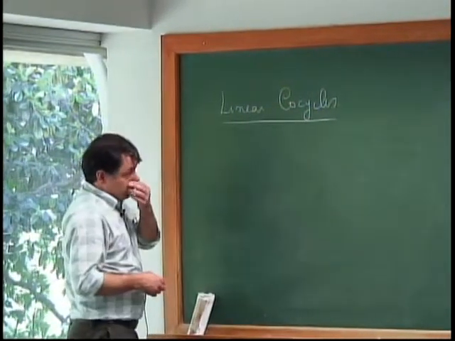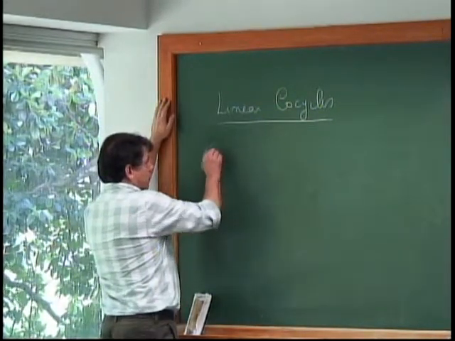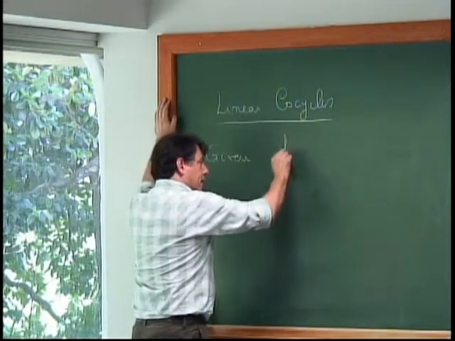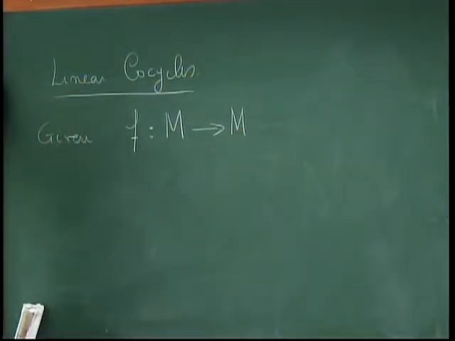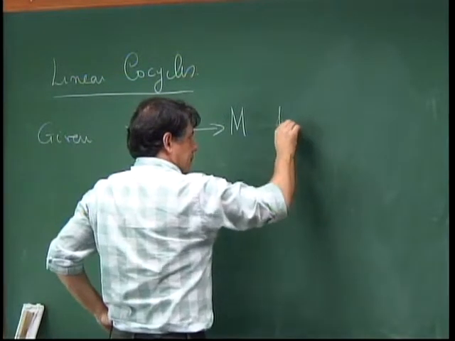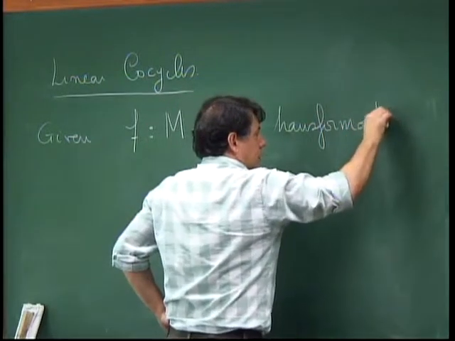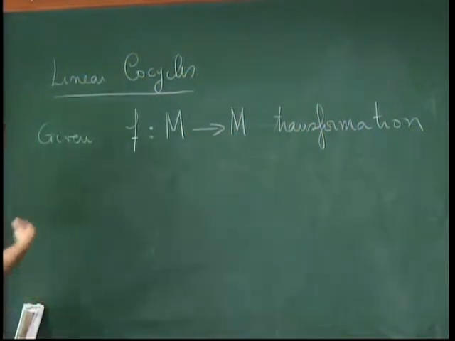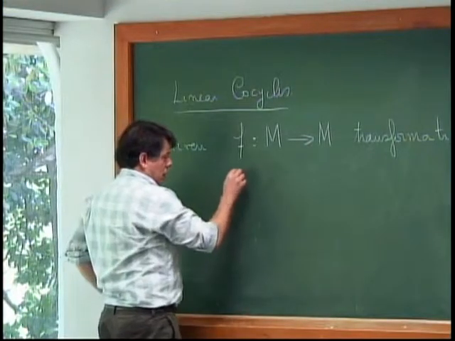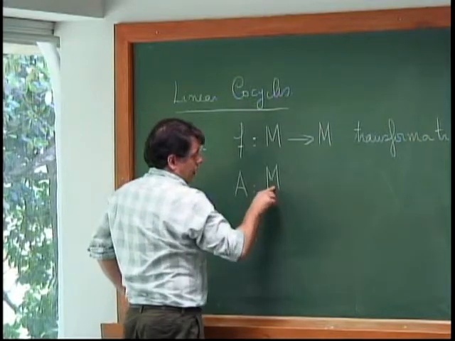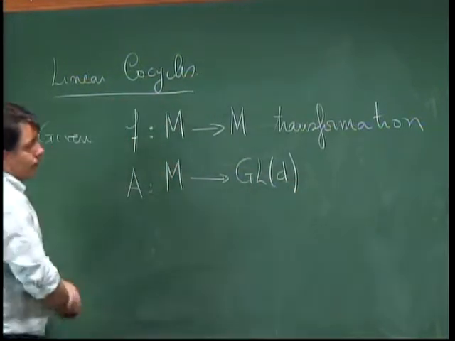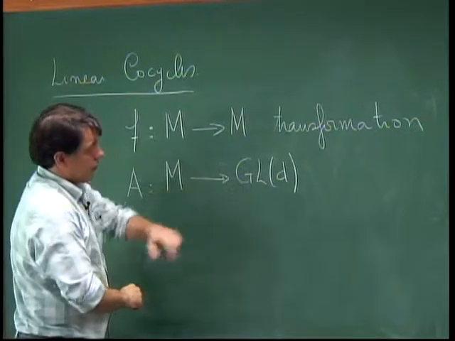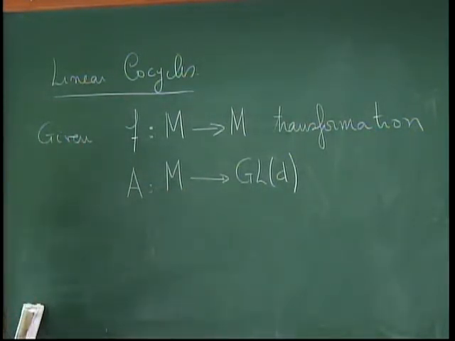So a linear cocycle has two objects. We are given a dynamical system, which I will most of the times take to be a discrete time dynamical system, given a transformation. One can define linear cocycles with continuous time as well, but it doesn't change much. And the other data is a function from M to the space of D by D invertible matrices.